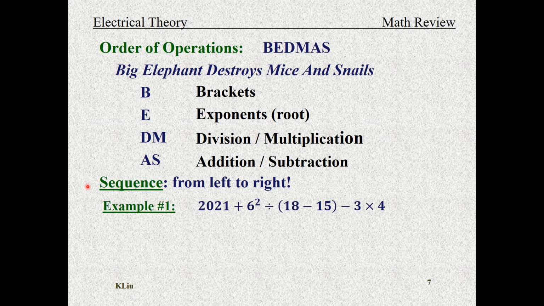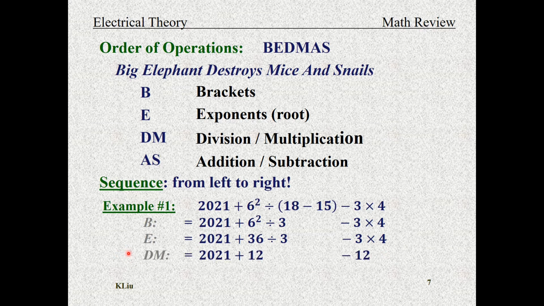Now let's look at example number 1. What should we do first? Bracket. We calculate the operation in the bracket, 18 minus 15 equals 3. And copy the rest. Next step, exponent. 6 power 2 equals 36. Copy the rest. Next step, division and multiplication.